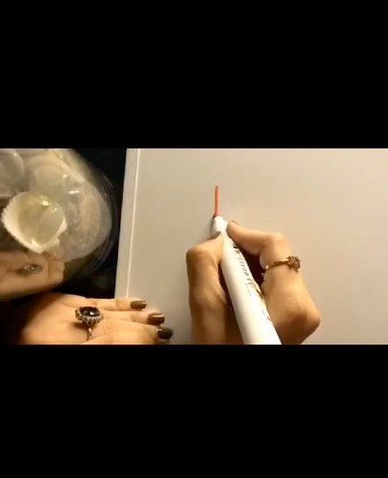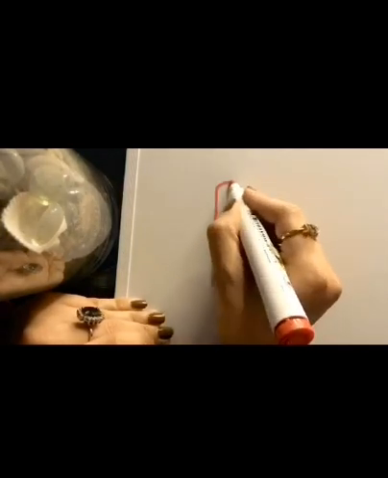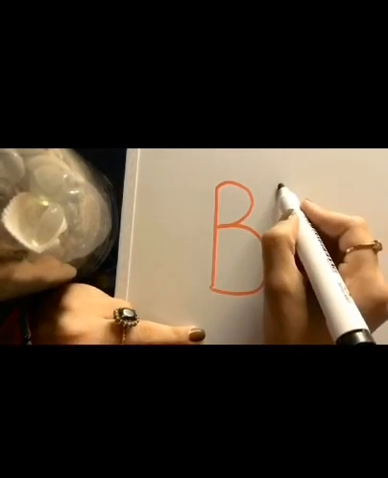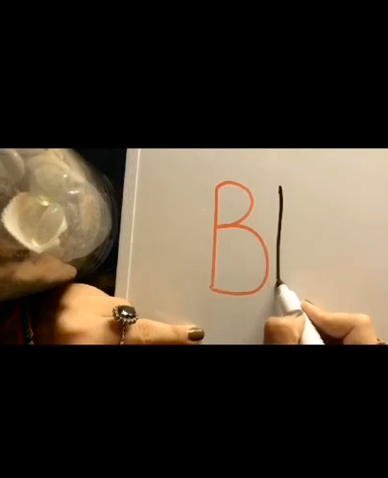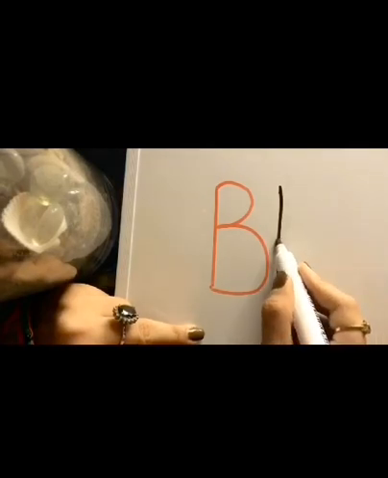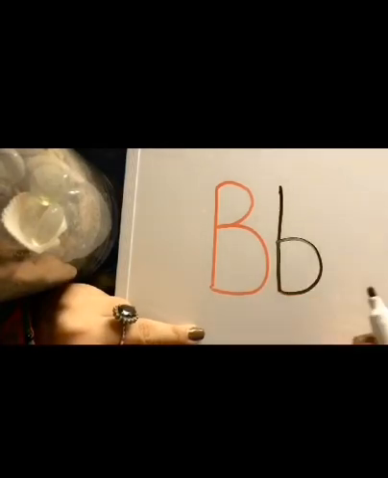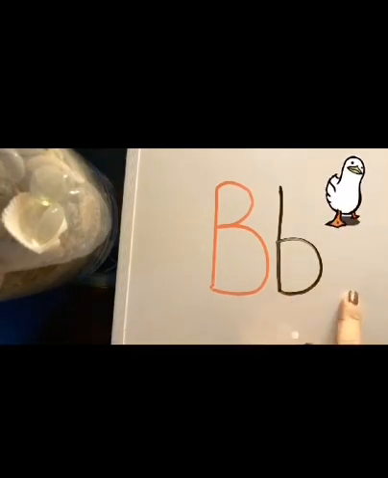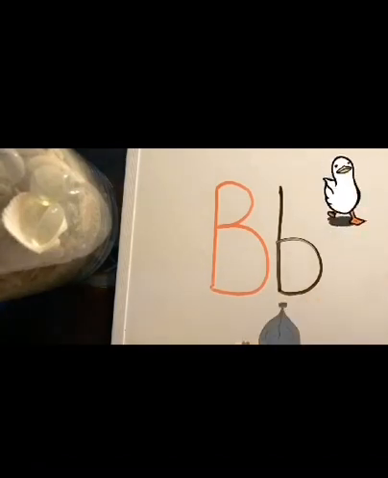Let's do the next sound, which is B. The letter is B and the sound is B. Let's go down, go halfway up and make a bumpty. Now let's see what begins with B. B. The letter is B and the sound is B. B. Bird. B. Bird.